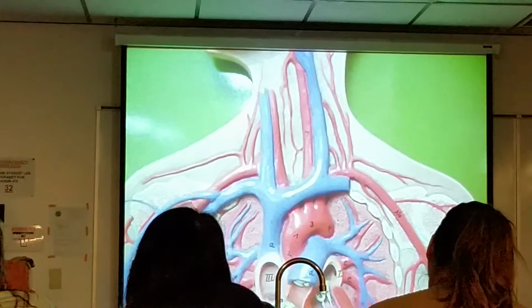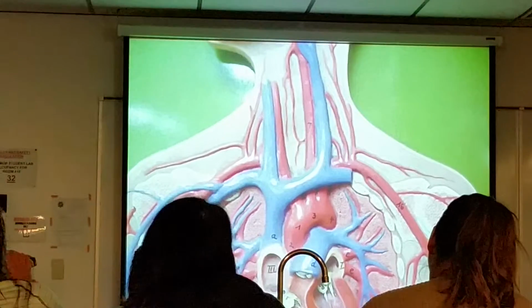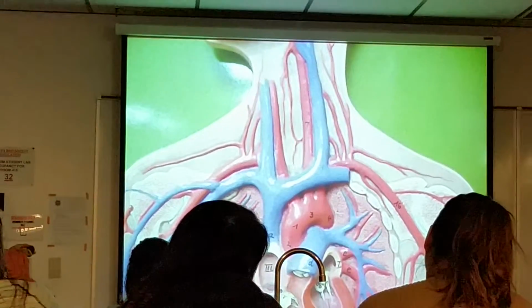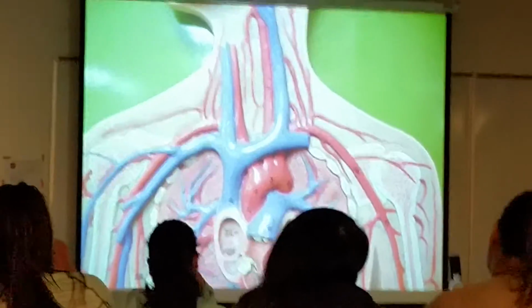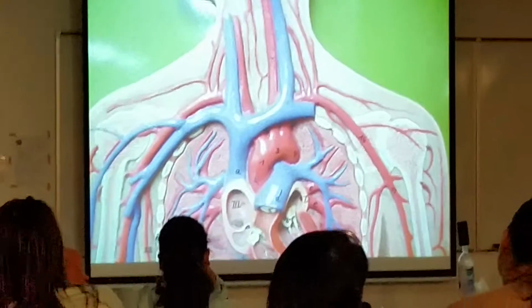Okay, well, if you follow the subclavian, it's going to become axillary, but they do show some branches: thyrocervical trunk and vertebral. Okay, vertebral, thyrocervical trunk. I'm not sure what that branch is. I'm not going to ask you that.